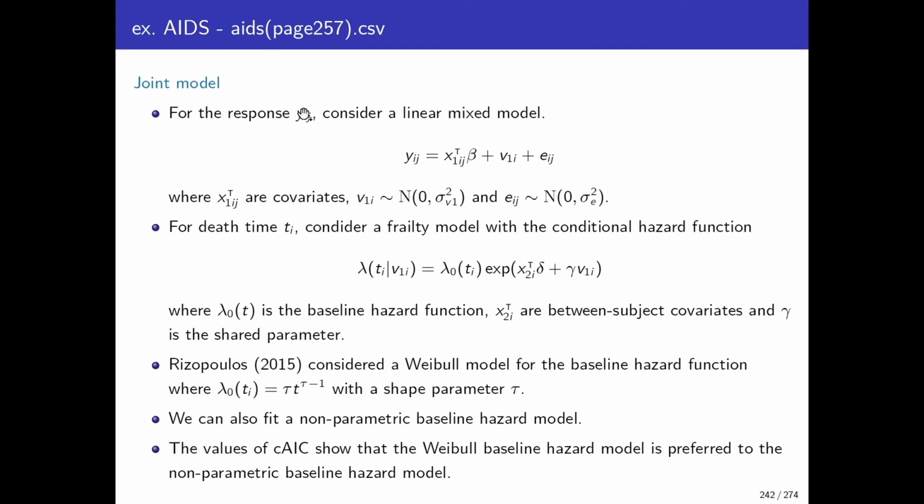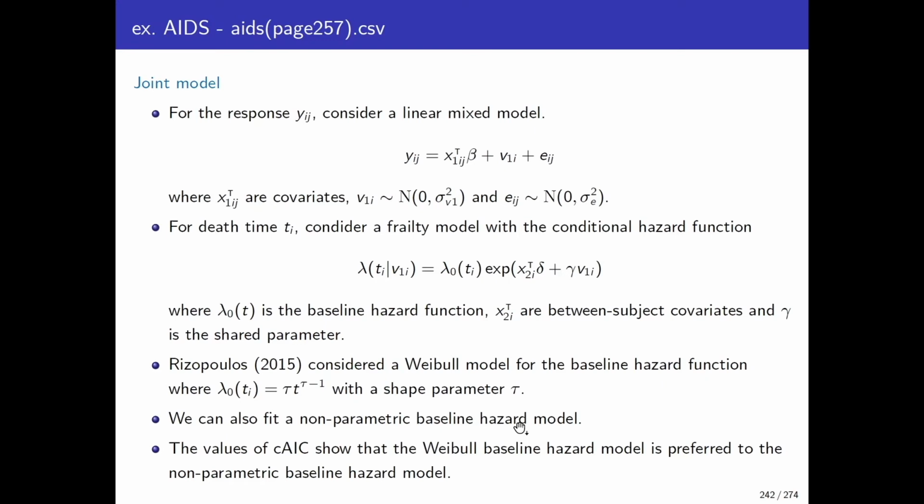For the joint model, the response Y_ij, consider a linear mixed model. We have Y_ij, where X1_ij are covariates. v_i1 follows a normal distribution with mean 0 and variance sigma_v1 squared, and epsilon_ij follows a normal distribution with mean 0 and variance sigma_e squared. For the death time, T_i, consider a survival model with the conditional hazard function, where lambda_0(t) is the baseline hazard function, X2(t) are between subject covariates, and gamma is the association parameter.